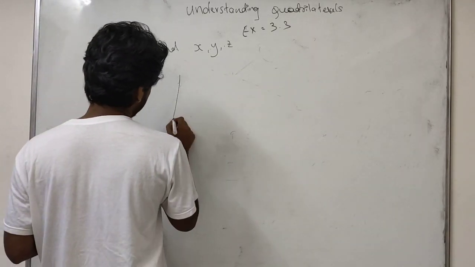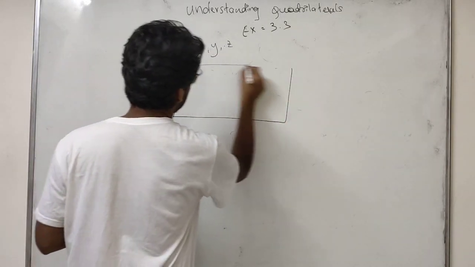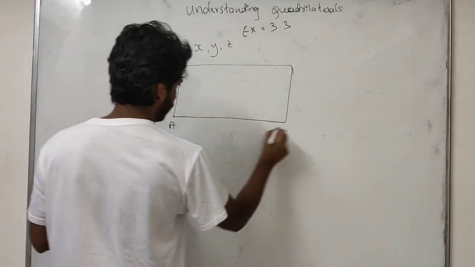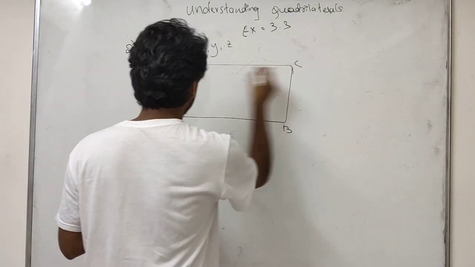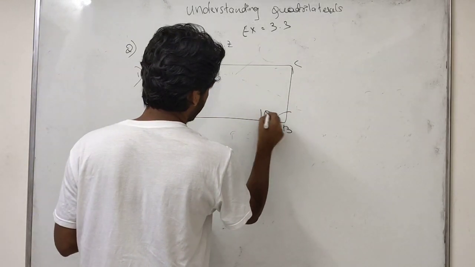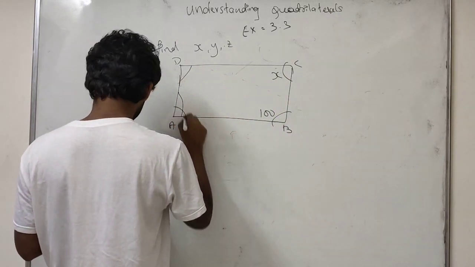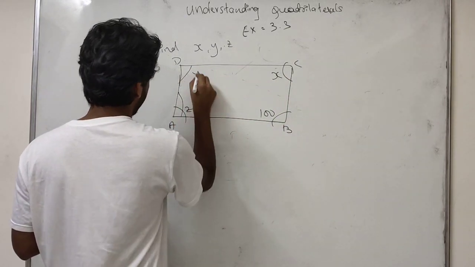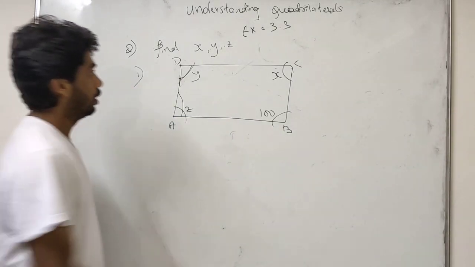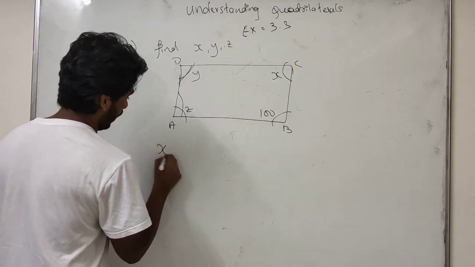First one. First figure we got it as ABCD. In this one, this is 100, x, y, z. Okay, students. First one, in this one we have to find the x, y, z values.